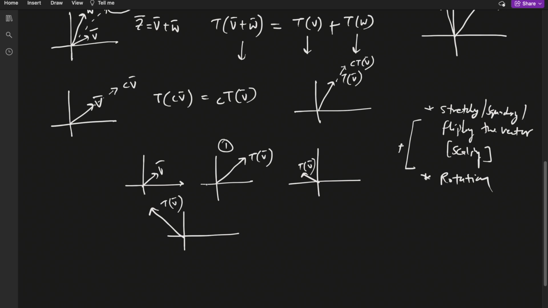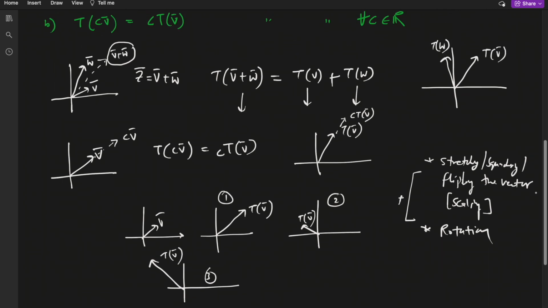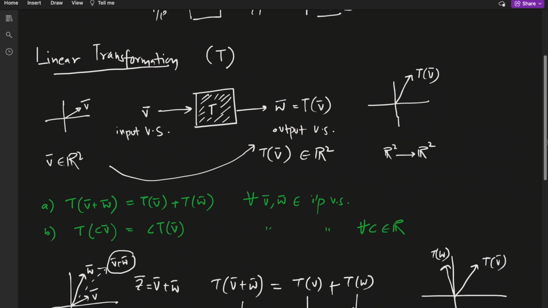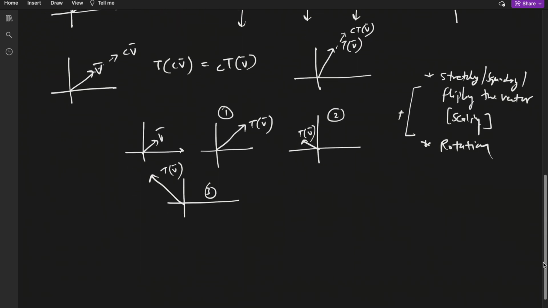So this is the first scenario. In this it is just scaling the vector. This is the second scenario. In this it is not scaling the vector, the length remains the same but it just rotated it. And this one is the third scenario, which is a combination of 1 and 2, that it scaled the vector as well as rotated the vector. And this is not just true for v, this is true for the entire vector space. So always remember, guys, the transformation is applied on the entire input vector space.